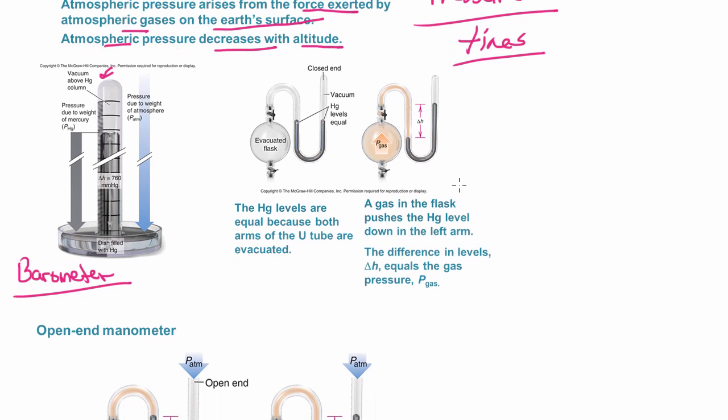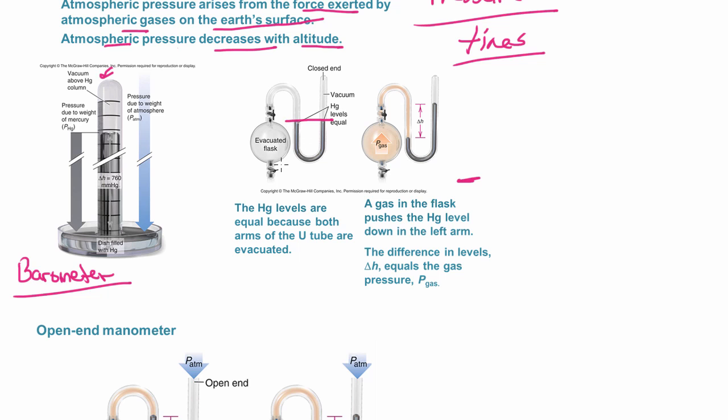Okay, let's take a look at this figure here. Here we have an evacuated flask, and then we have this tubing. It's a U-tube, and here we see that it's filled with mercury, and the levels of mercury in both arms of the tube are the same.